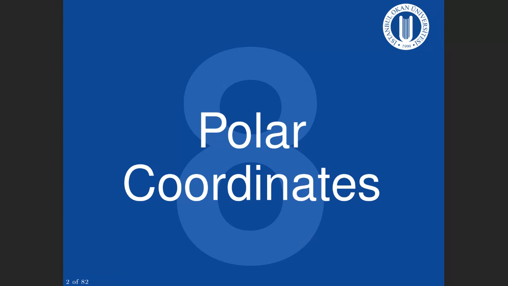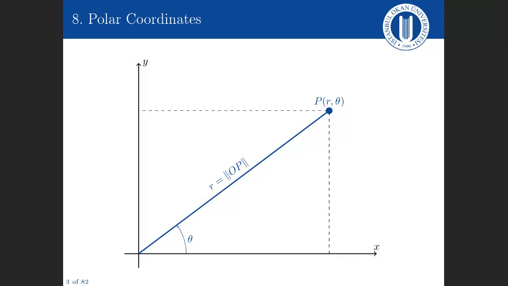Last week we talked about Cartesian coordinates in 2 dimensions, how we could describe the position of a point in the plane using 2 numbers, an x-coordinate and a y-coordinate. But there's another way to describe the position of a point in the plane. We could use polar coordinates. Instead of using the numbers x and y, we could use the numbers r and theta, where r is the distance from our point P to the origin, and theta is the angle between this blue ray and the x-axis.